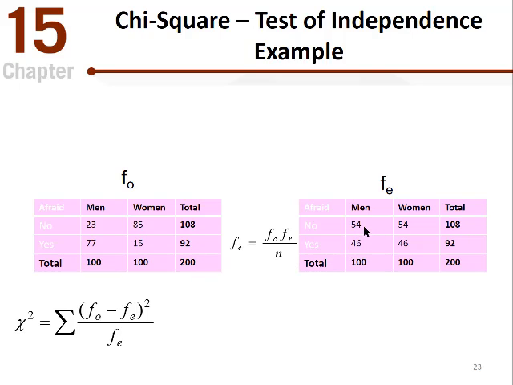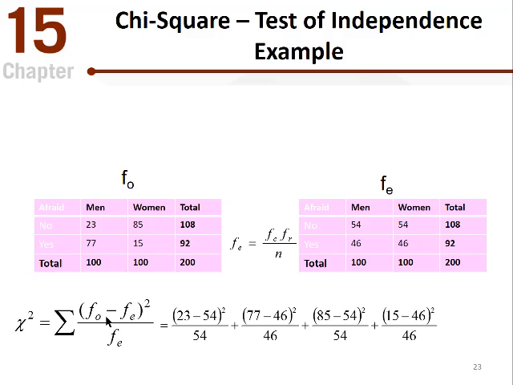Since there's only a 2 by 2, those numbers are going to be exactly the same. And again, if we add it up, we have to still come up with the 100 men and the 100 women, and the 92 that said yes, and the 108 that said no. Now we can just plug it into this formula. So we get frequency observed minus frequency expected for each of the cells. And you can always double check too. You have 4 cells, so you should have 4 calculations here, right? If you have 6 cells, you would have 6 calculations and so on.